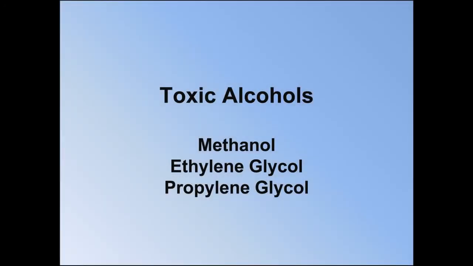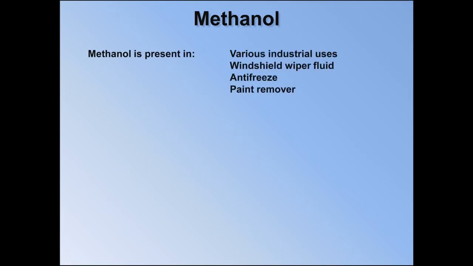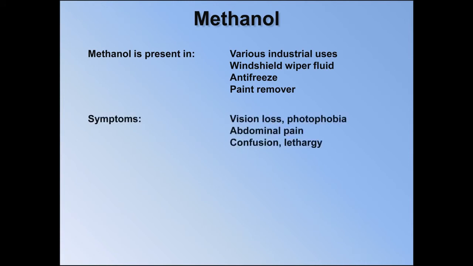Next are the toxic alcohols: methanol, ethylene glycol, and propylene glycol. Starting with methanol, it has various industrial uses, is found in some windshield wiper fluid, antifreeze, and paint remover. Symptoms of methanol poisoning include vision loss, photophobia, abdominal pain, confusion, and lethargy.